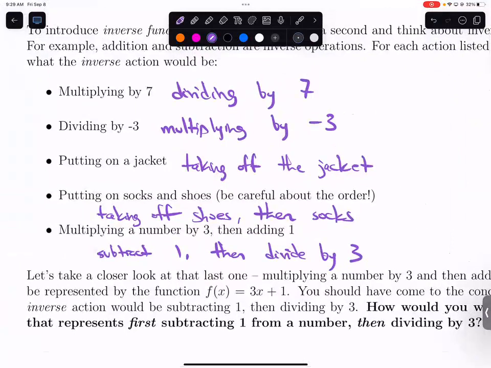So think about how you got to campus this morning. I drove from my house and I parked and then I walked up to my office and then I walked into class, right? So to get home, I have to walk to my office because I left my stuff there and then walk back to my car and then drive home, right? I have to reverse the steps, but also reverse the order.